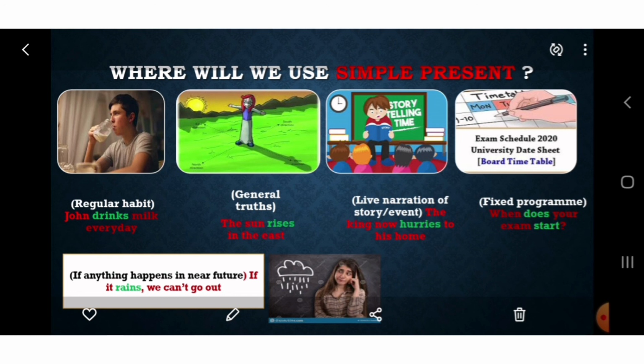So if it rains, that means anything can happen in the near future. If it rains means if it will rain, that is the main part, but we are not saying it will rain, we are saying if it rains we can't go out. So these are the rules of simple present.